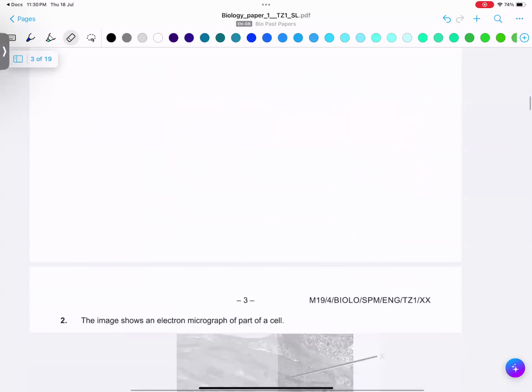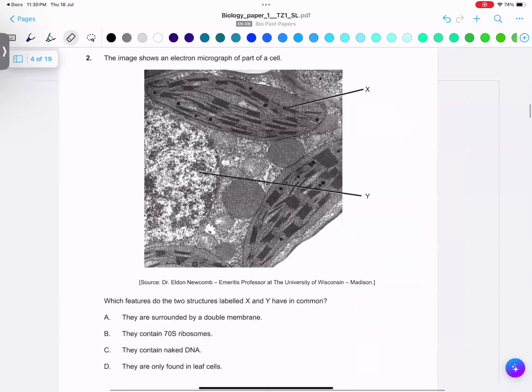Now for the second question, the image shows an electron micrograph of a part of a cell. Which features do the two labeled structures X and Y have in common? So first, let's see what these two are. One's the nucleus and one's the chloroplast, I'm guessing, because this is the nucleus, it has a double membrane, and it's really large in size compared to the other organelles. And this is the chloroplast because you can see all the chlorophyll inside it.